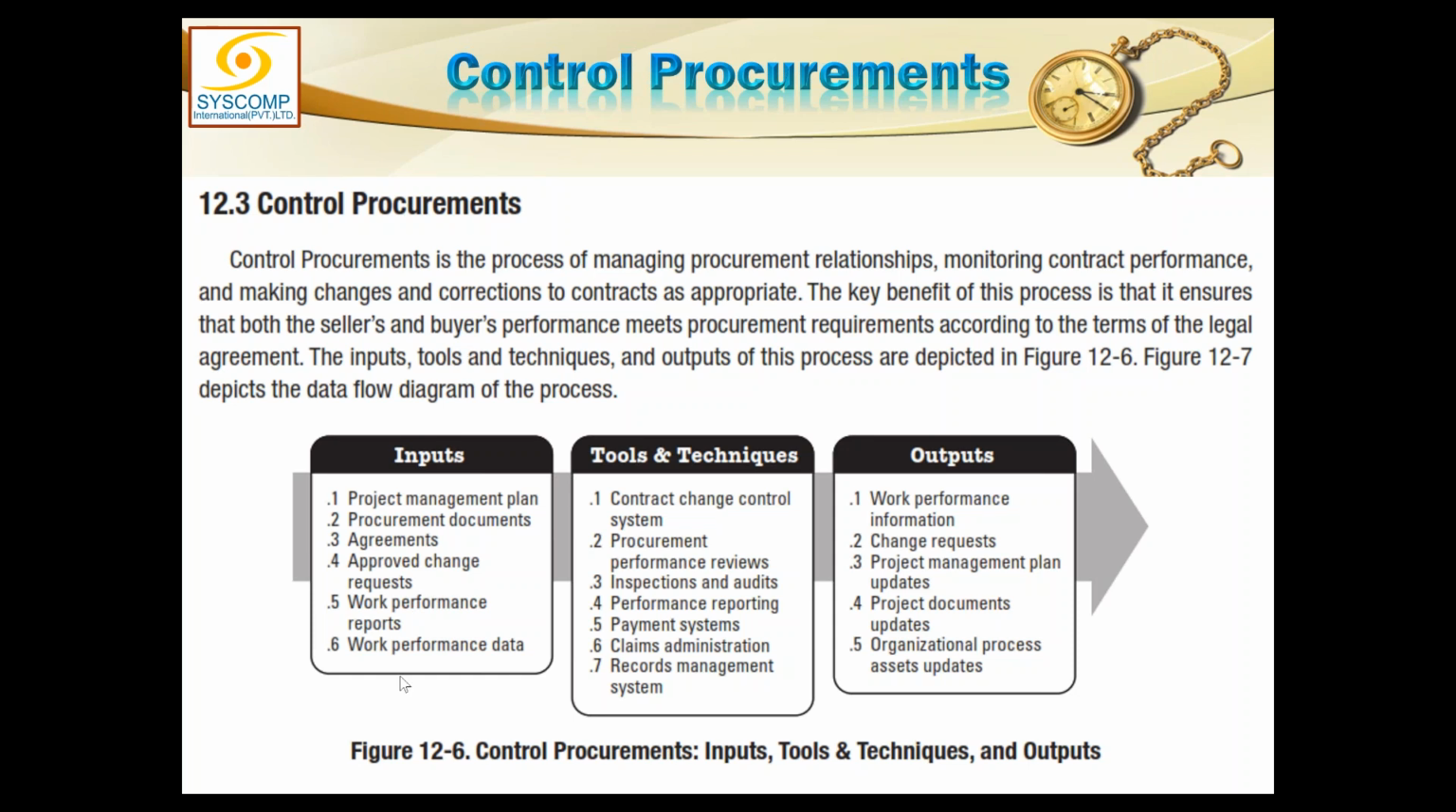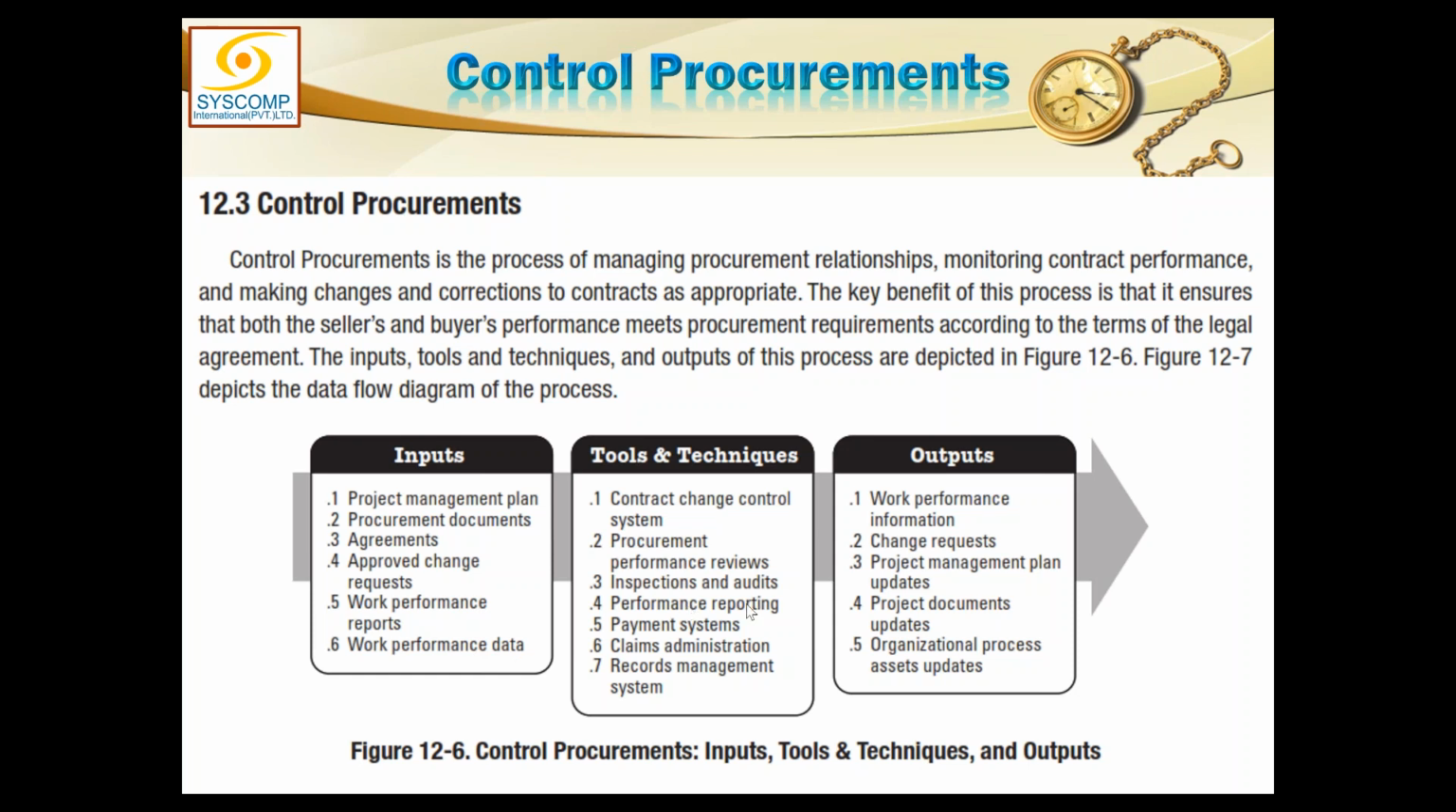Therefore, such approved change requests come here, work performance reports come here, and work performance data also comes here. Work performance data is coming from execution, and work performance reports are coming from monitor and control project work. Here you will apply the contract change control mechanism or system. Procurement performance reviews will be done on the performance data. Inspections and audits as agreed in the contract will be carried out.